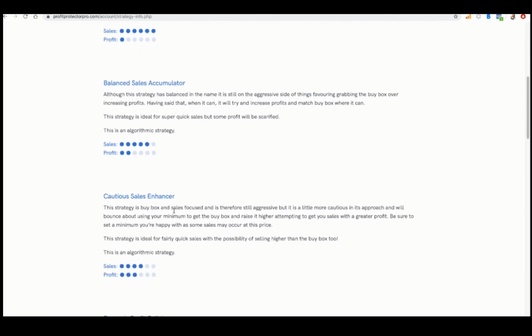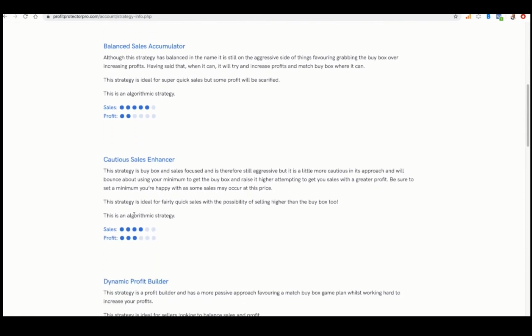So the cautious sales enhancer is slightly more balanced. It's still more sales focused than it is profit focused. So it is still going to fight to get you the buy box, but it's going to be fighting harder as well to drive up the price. So while it's fighting to get your buy box, it's still fighting to drive up that price for you. So if you're not an aggressive seller, but you're fairly aggressive to a degree, then this would be a good one to use.